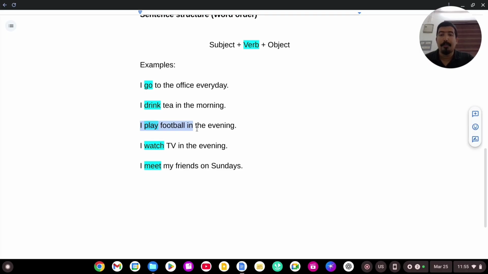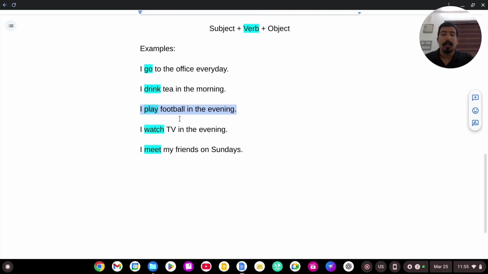Okay, so I play football in the evening. Play is a verb there. I watch TV in the evening. That is about my another habit of watching TV in the evening. I watch TV programs in the evening. I watch TV. What is the verb here? Can you answer? What is the verb here? The verb is watch. I watch TV. I is the subject, watch is the verb, TV is the object part there.